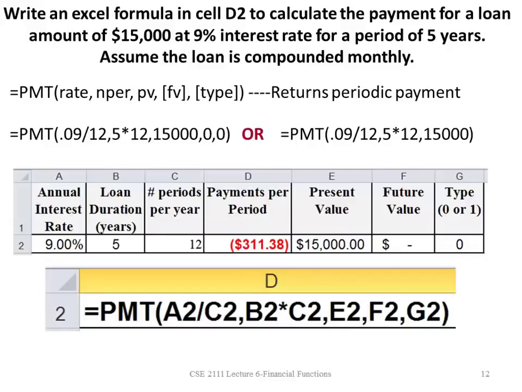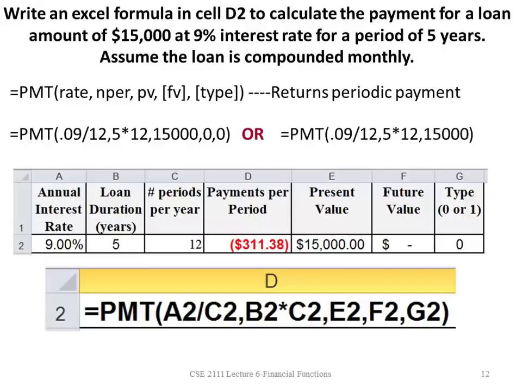I am going to show you examples right now, and I'm going to tell you what function to use. When you complete your lab and when you complete your exams, you will have to decide what function to use based on the question. So this question states, write an Excel formula in cell D2 to calculate the payment for a loan amount of $15,000 at 9% interest rate for a period of 5 years. Assume the loan is compounded monthly.